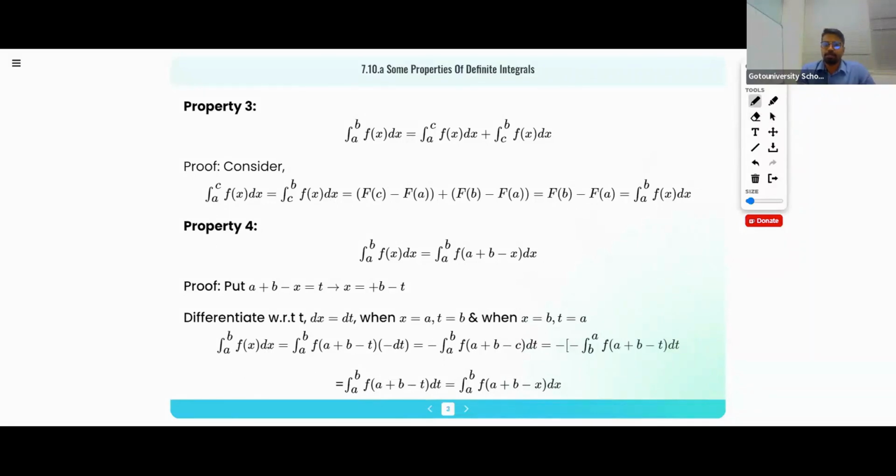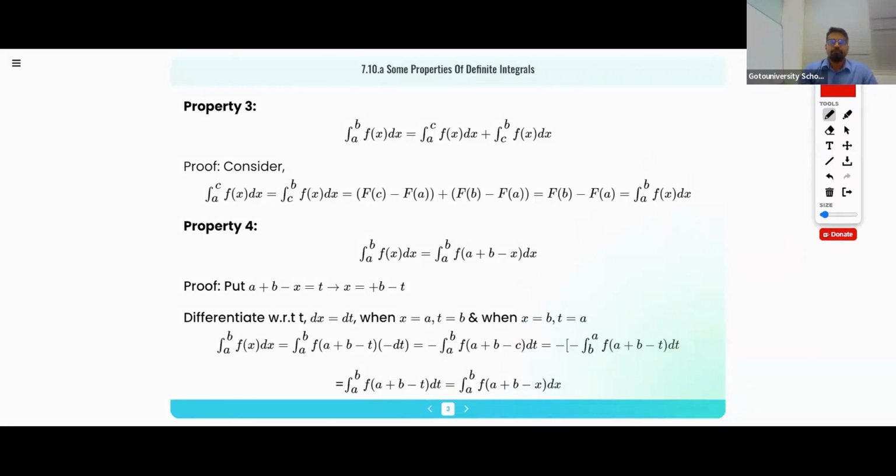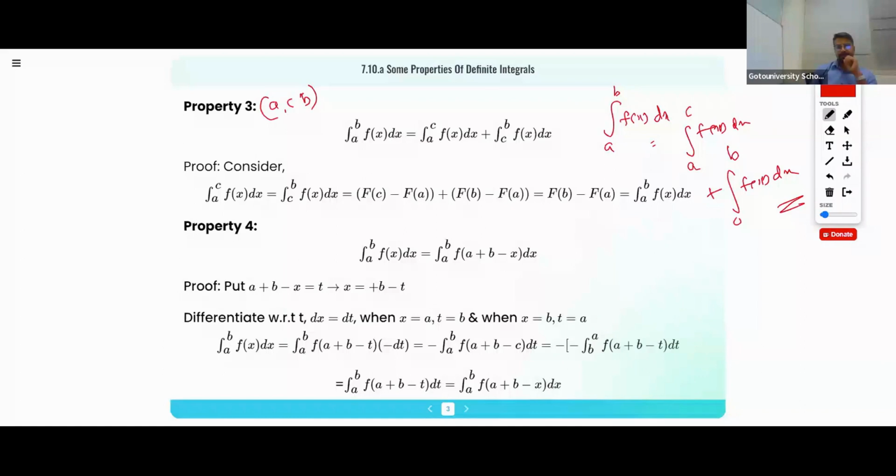Please pay attention to these properties. So if you want to have a limit, say a to b f of x, and between a and b, if there is another number c, such that they are continuous in these places, then we can split this as a to c f of x dx plus c to b f of x dx. These are all going to be useful for us in solving the definite integrals. Okay, so if there's a number between them.